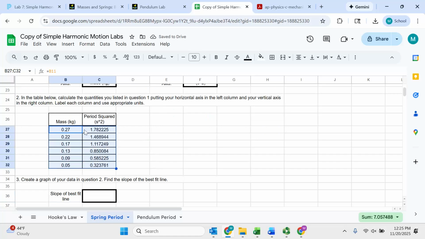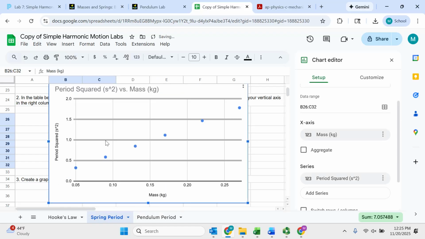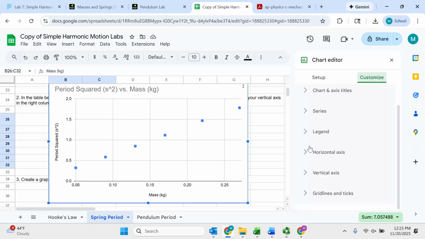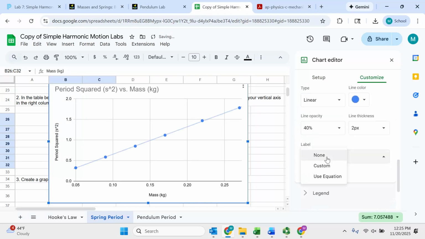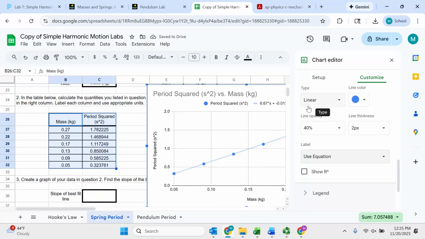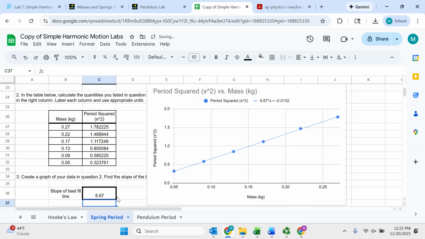Now, the next step is to make a graph and find my best fit line. We've done this a couple of times already. So I can select my data, choose chart. It says, oh, look, it looks like you want a scatter chart, which I do. I'm going to go to customize, series, add my trend line, and then use the equation. And so I get that my slope is 6.67. So I'm going to type it in here for the slope of my line.